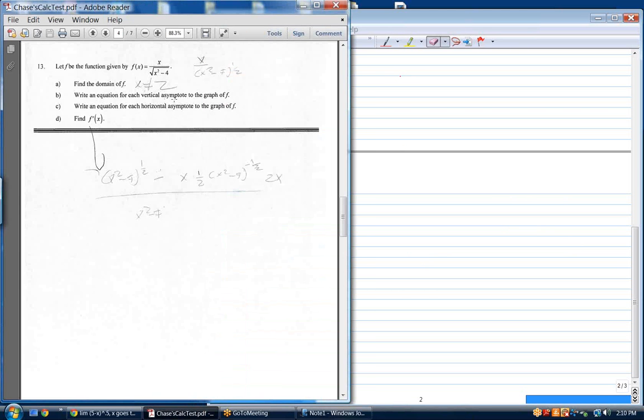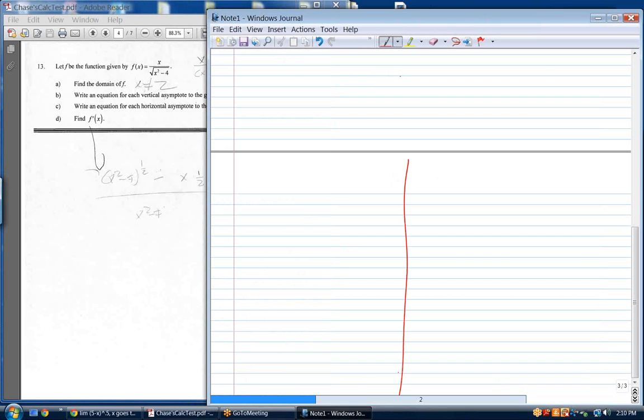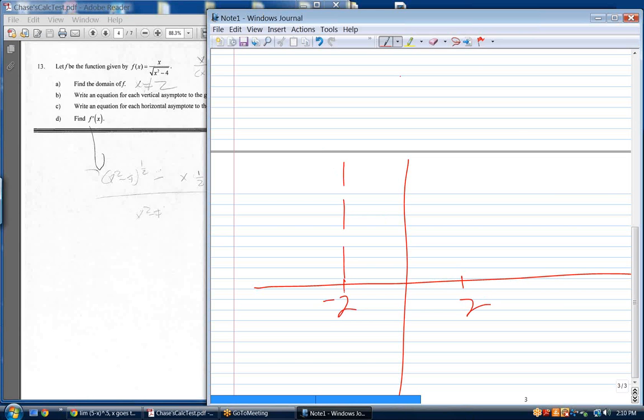Write an equation for each vertical asymptote. Well, if we plotted this thing, and we know x cannot be between minus 2 and 2, then there's going to have to be asymptotes at each of those. In other words, there's going to be a vertical asymptote at minus 2 and at plus 2. And the function will not exist in between there. It'll do something, oh, I don't know, like that, maybe.